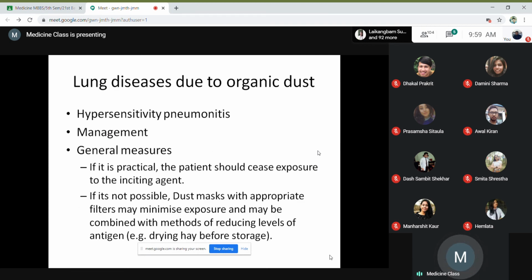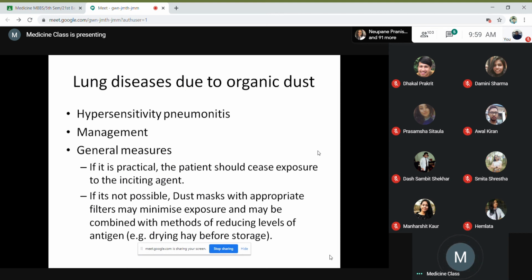Now regarding the management, as we have already said, we have to stop exposure to the inciting agent. If it is practical, you should stop the exposure to the offending agent, but most of the time it may not be possible. At that time you may have to ask the patient to use a dust mask with an appropriate filter, and sometimes respiratory protection equipment may be advised.